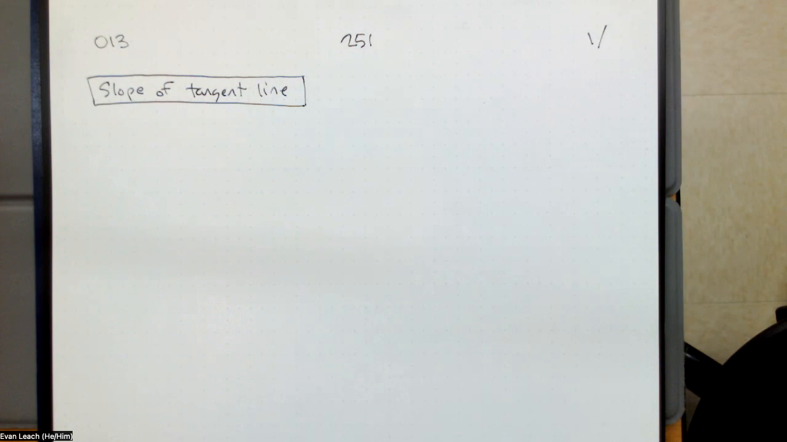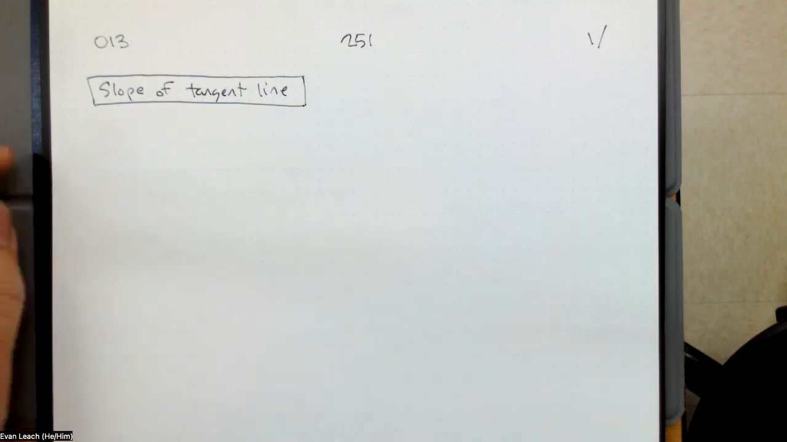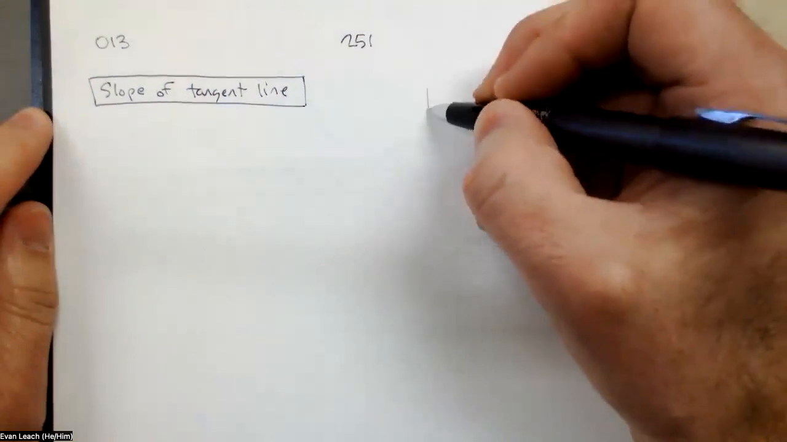Today we want to look at the first big question that we deal with in calculus, which is what is the slope of the line tangent to a curve at a given point? What is the slope of a line tangent to a curve at a given point?